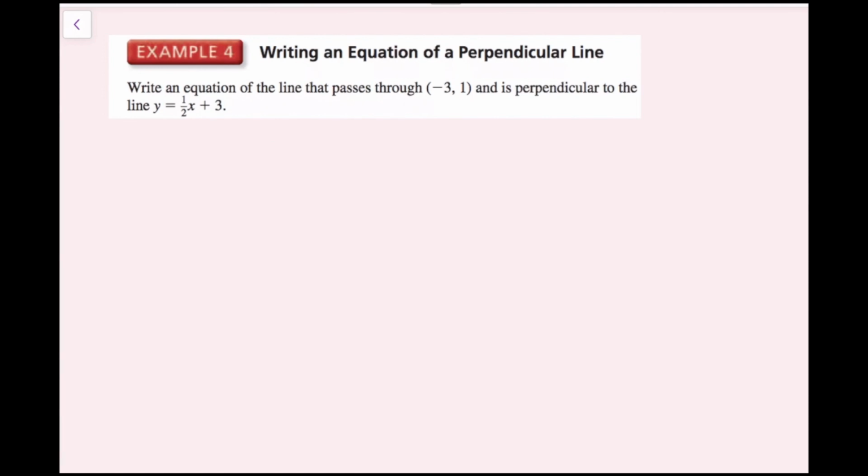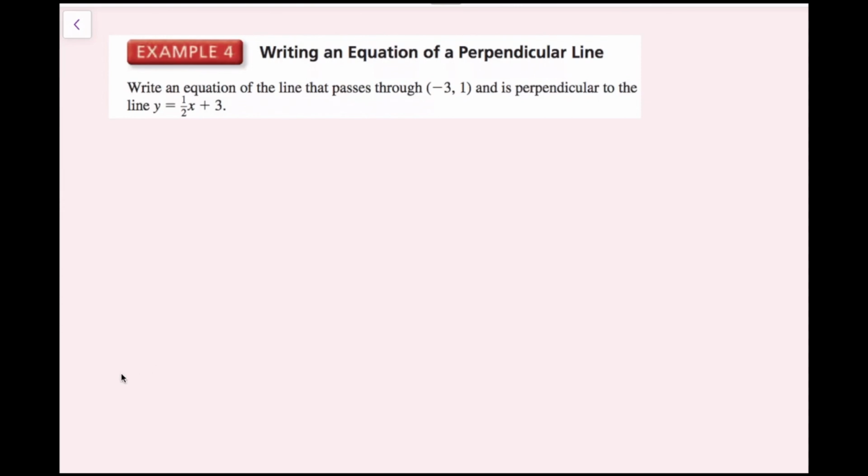Write an equation of the line that passes through the point (-3, 1) and is perpendicular to the line y equals 1/2 x plus 3. Well, this is similar to our write an equation of a parallel line, except all we need to do is use the opposite reciprocal of the slope, because perpendicular lines have slopes that are opposite reciprocals of each other. Anyway, I'm going to do slope-intercept form again, but once again, you could always do point-slope form in this case.